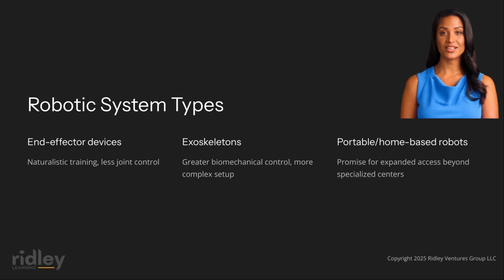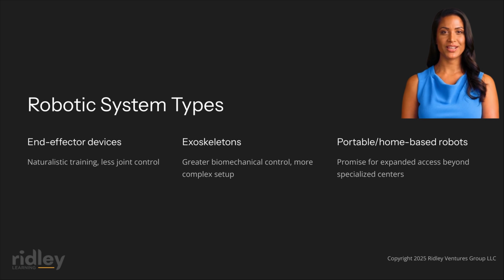The choice between device types should consider patient characteristics, therapeutic goals, and practical factors including device availability, setup time, and clinician expertise. Portable robot systems offer particular promise for expanding access to robotic rehabilitation beyond specialized centers, with devices designed for home-based or community clinic use, potentially enabling sustained high-intensity training throughout the subacute and chronic recovery phases.